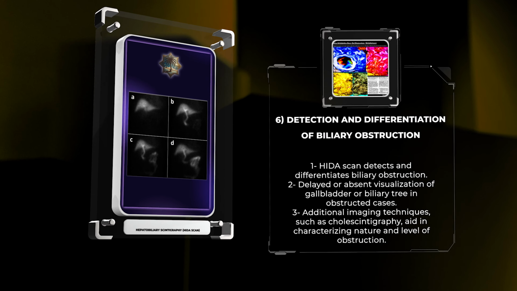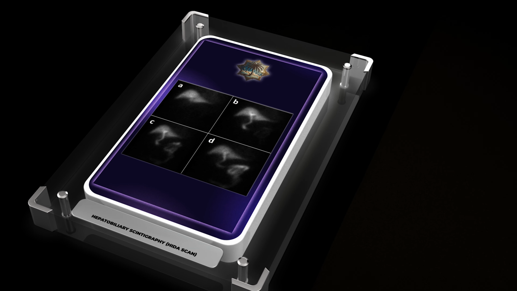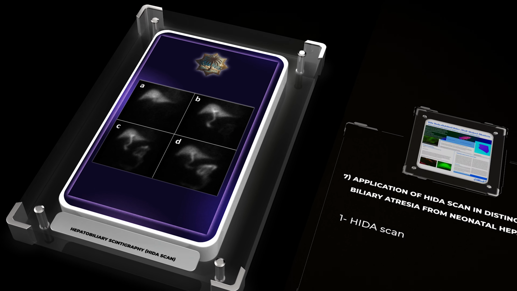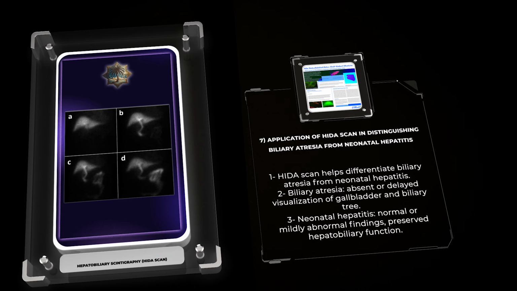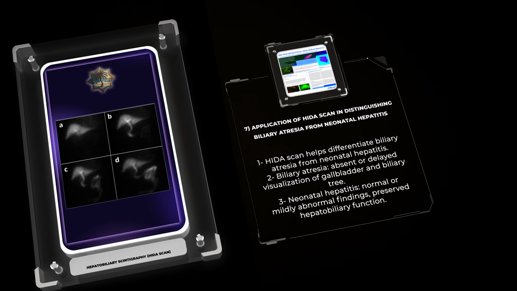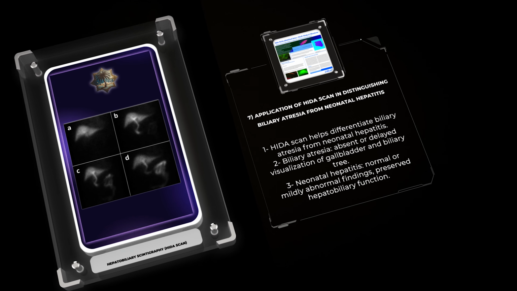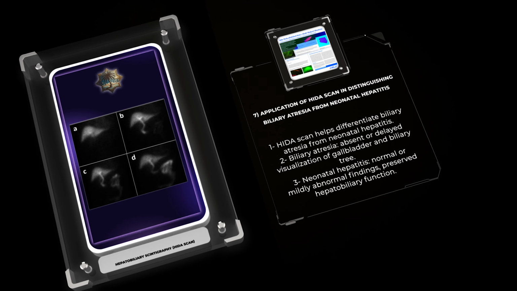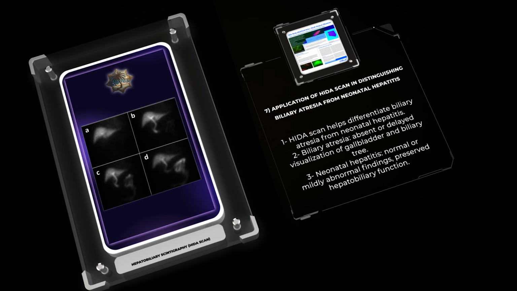HIDA scan plays a pivotal role in differentiating biliary atresia from neonatal hepatitis, which can present with similar clinical features. In biliary atresia, the scan typically reveals absent or delayed visualization of the gallbladder and biliary tree due to the complete obstruction. Conversely, neonatal hepatitis may show normal or mildly abnormal findings, with preserved hepatobiliary function.